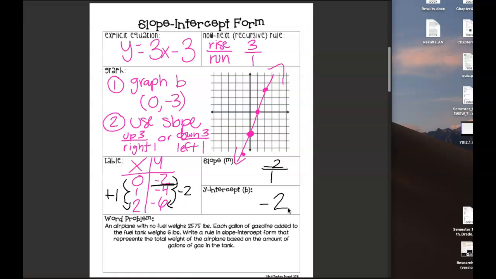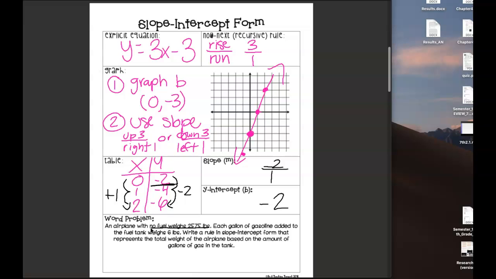Okay? And then my word problem, it says an airplane with no fuel weighs 2,575 pounds. Each gallon of gasoline added to the fuel tank weighs 6 pounds. Write a rule in slope-intercept form that represents the total weight of the airplane based on the amount of gallons of gas in the tank. So first of all, your y-intercept would be when your gas is 0. So when I have no gas in my airplane, what's the initial weight of the plane? 2,575. Yeah.